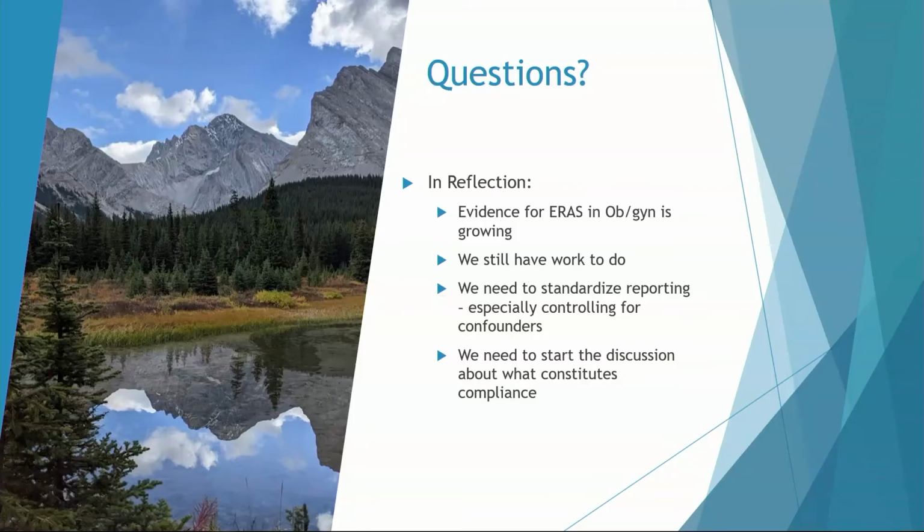So in reflection, the evidence for ERAS in obstetrics and gynecology is growing. We want to make sure it grows well. We still have a lot of work to do, and in order to ensure that that work bears fruit, we need to standardize our reporting, especially controlling for confounders in every single study, and we need to start the discussion about what constitutes compliance versus deviation. I want to thank everyone for their time this morning, and happy to take some questions.